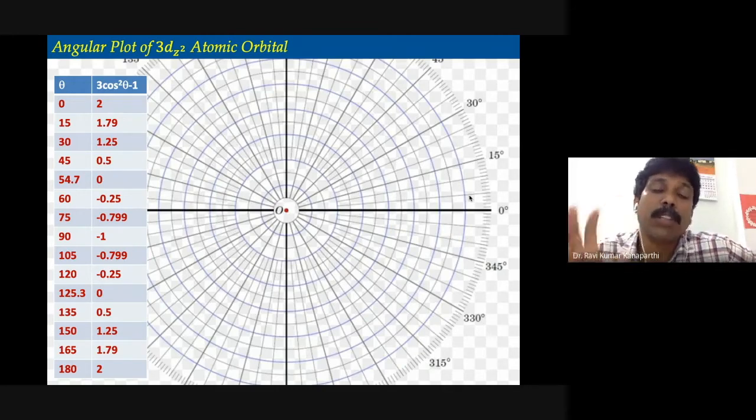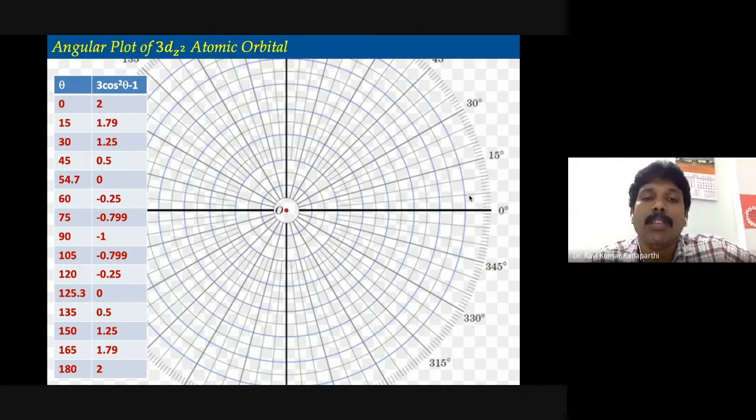So you can precisely locate each and every angle. That depends upon how you take it. You can just take a 5-degree angle. That is good enough for plotting this type of graph, and you try to plot the spherical harmonics of different orbitals.